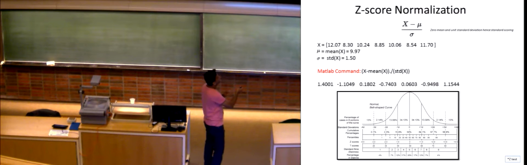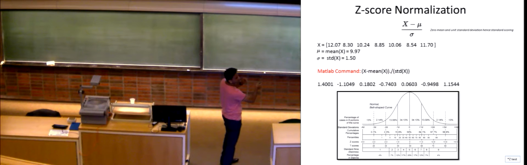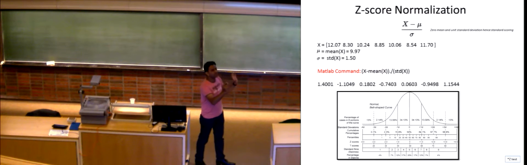Also you can say how much standard deviation there is for that particular data point. For example, 1.15 means that it is 1.15 standard deviations away from the average value. That is what it means, because it's a unit standard deviation. And if you map all your experiments to this Z-score normalization, you can compare the data.